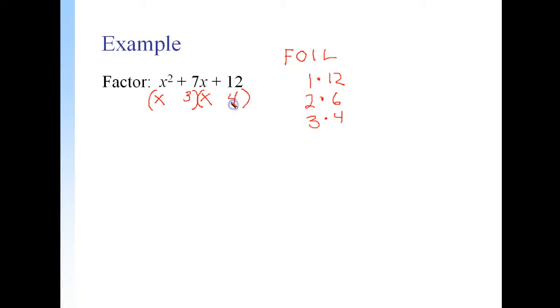So we put that right there. And since they're all plus signs, this one's easy. You're just going to put pluses in there. And then you FOIL it and see if in fact it checks. So first, x squared. Outers, 4x. Inners, 3x. That adds up to 7x. 4 times 3 is 12. Okay, that one's good.